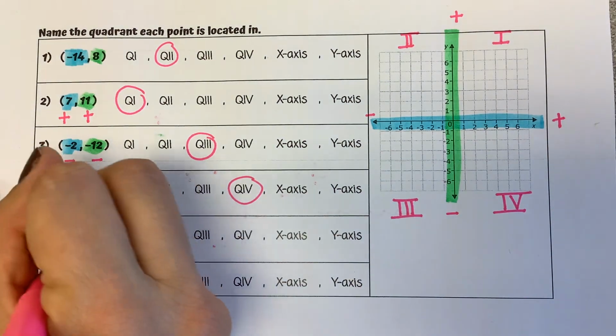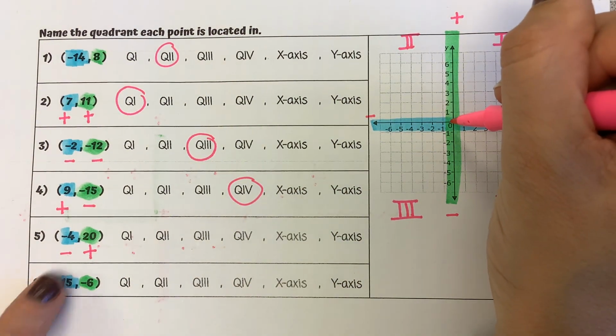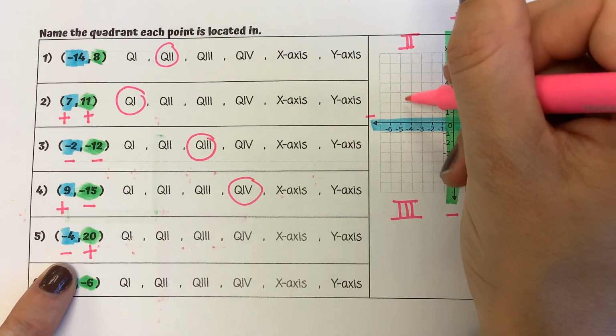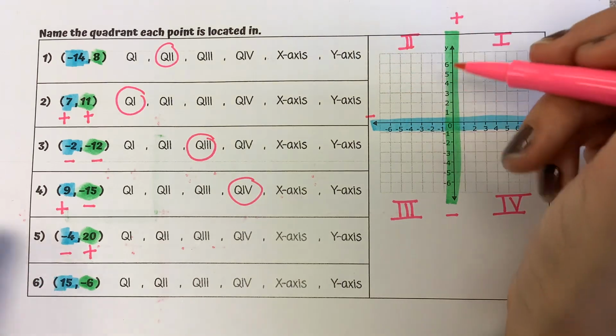Number 5, we have a negative for x, a positive for y. So negative x means we're going to the left. Positive y means we are going up. That lands us in quadrant 2.